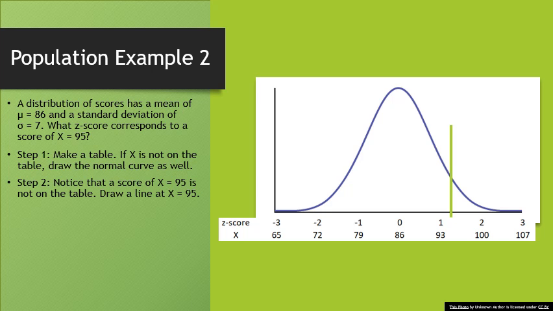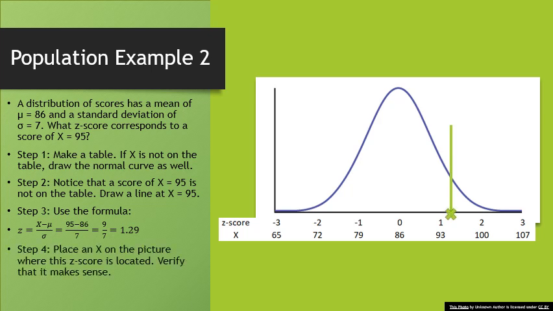So then I want you to draw a line at x equals 95 where it would be on that graph. And then I want you to use the formula to determine the exact z-score. So if we fill in the numbers, we get 95 minus 86 divided by 7. This gives us 1.29. So place an X on the picture where this z-score is located and verify that it makes sense. Well, yes, it does, because in our picture, a score of 95 would be somewhere between 1 and 2 where we placed a line, and yes, 1.29 makes perfect sense. So our answer would be correct.